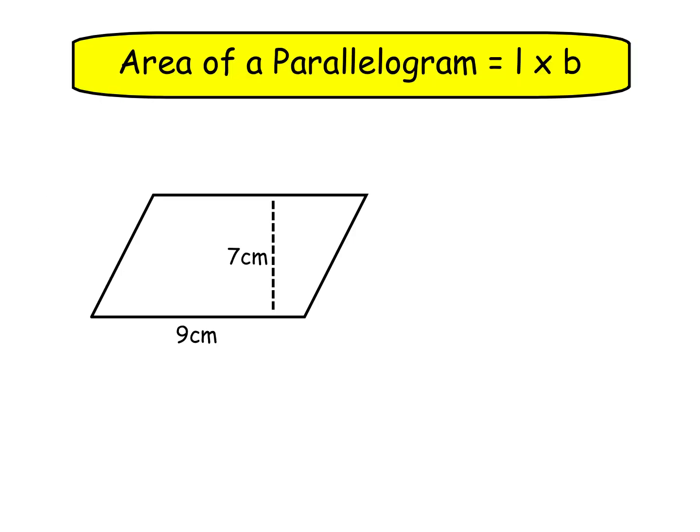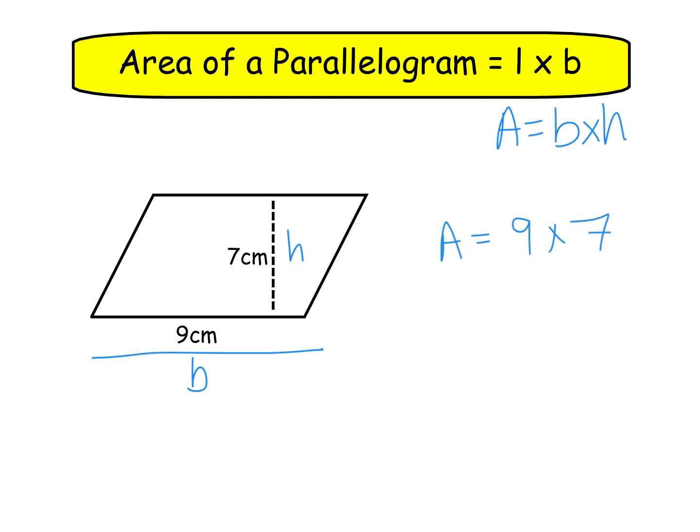Let's do some examples. I only have 2 examples here. So it says area equals length times breadth. Your teacher might use area equals base times height, as long as the base is like the ground and the height is straight up and down. You'll be okay. So this one here, this is my base of 9 and my height of 7. So the area is simply 9 times 7, which is 63 centimetres squared. That's all there is to it.